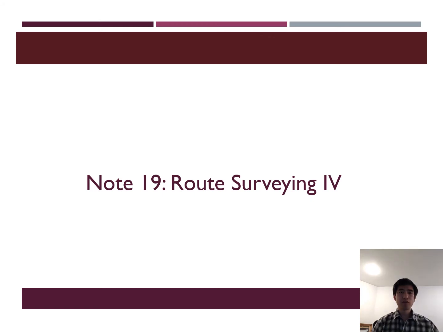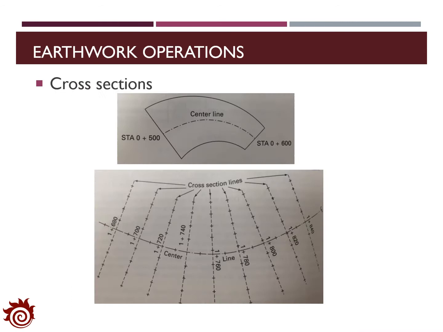Everyone, today we will go through the earthwork related to route surveying. In route surveying, the earthwork consists of two components. The first one is the movement of the materials from other places to the field to establish a predetermined surface for the construction of the road. The second component is removing the soil or the materials from the ground for the construction of the road.